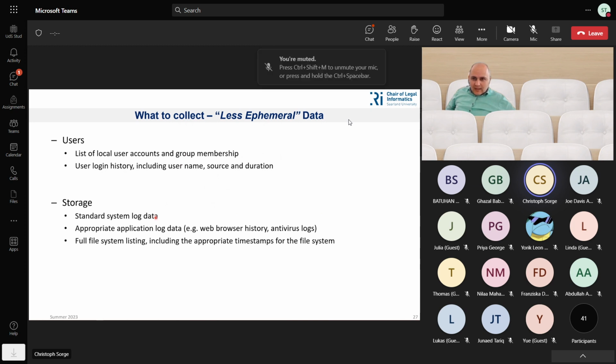Most operating systems keep a system log about any events like loading drivers and user logins, stuff like that.